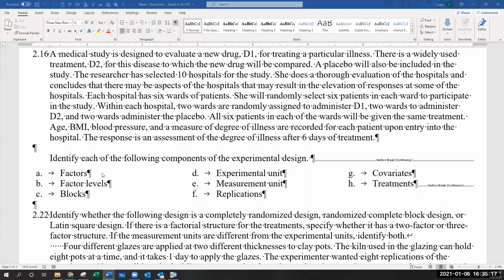Okay, so I have my factor levels incorrect. So the factor talks about, as a group of things, what's being studied. And then the factor levels say, in that group of things, how many options are there? Oh, well, there's D1, D2, and placebo. That explanation helped. Thank you. Absolutely, that's what I'm here for.